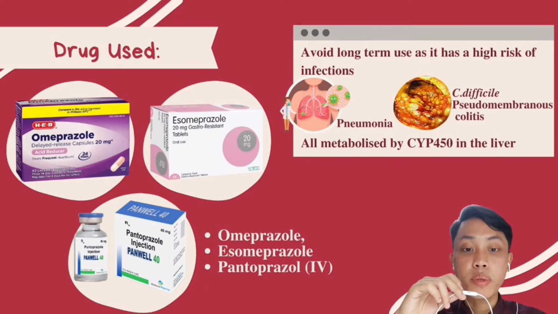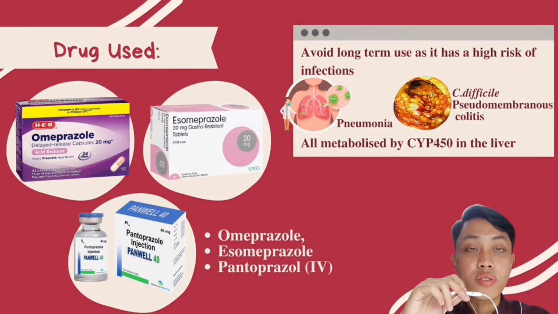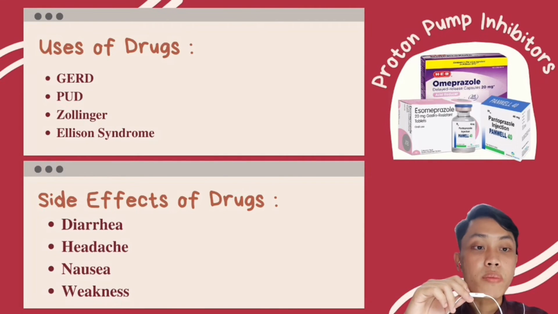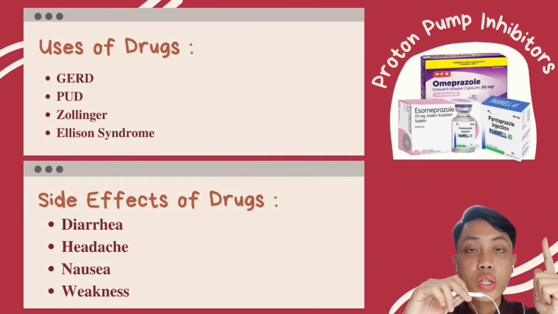The drugs used, for example, are omeprazole, esomeprazole, and pantoprazole. Avoid long-term use as it has a high risk of infections such as pneumonia. PPI is very useful to treat gastroesophageal reflux disease as well as PUD. The usage of PPI may trigger adverse effects such as diarrhea, headache, and nausea.